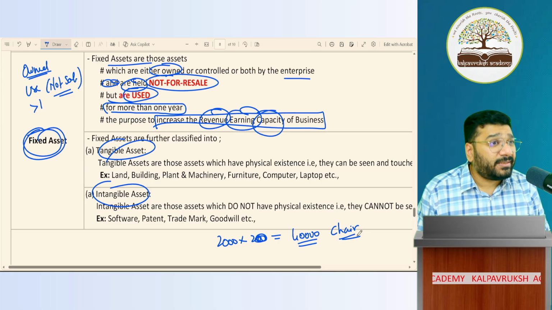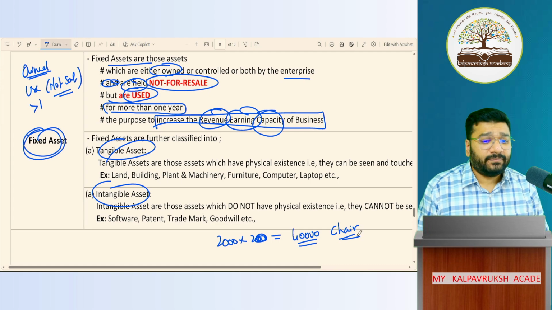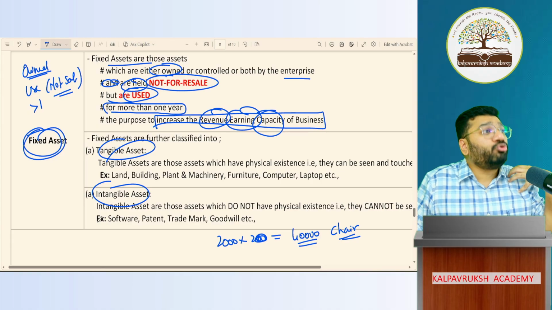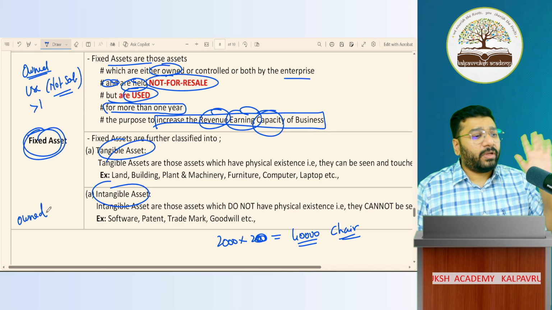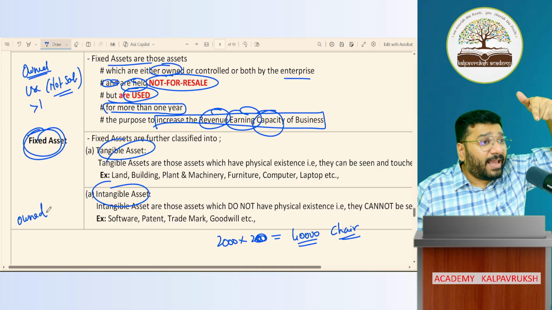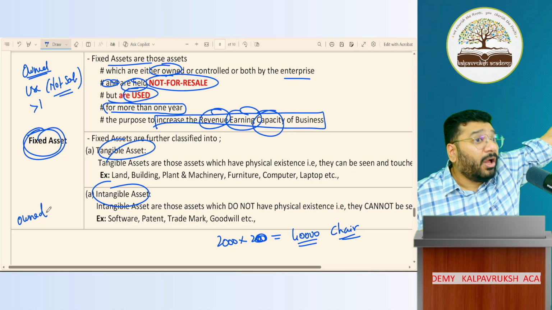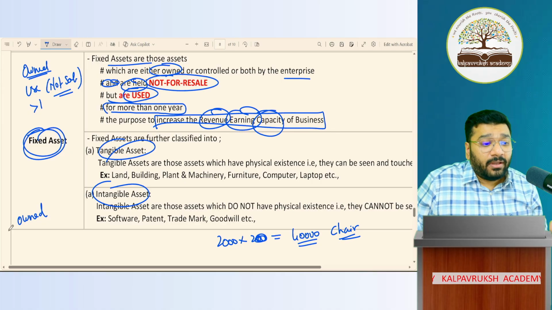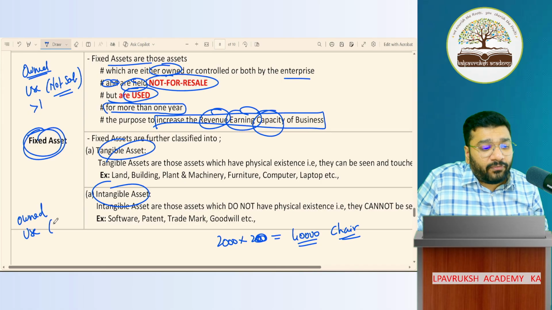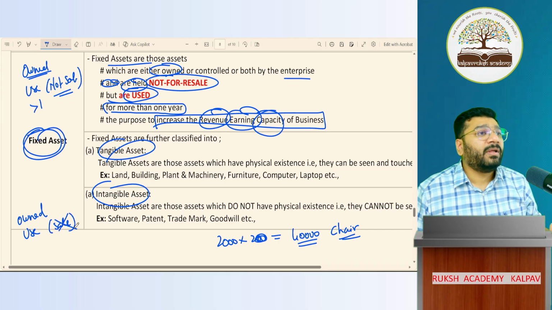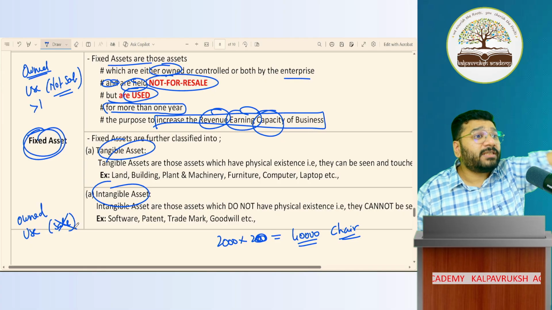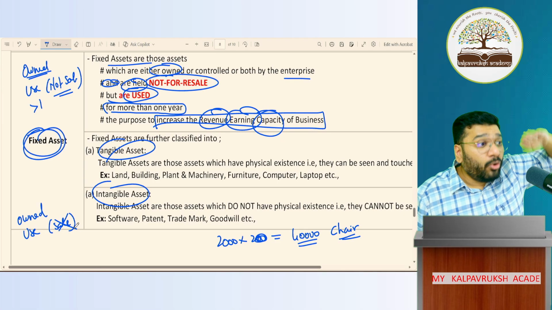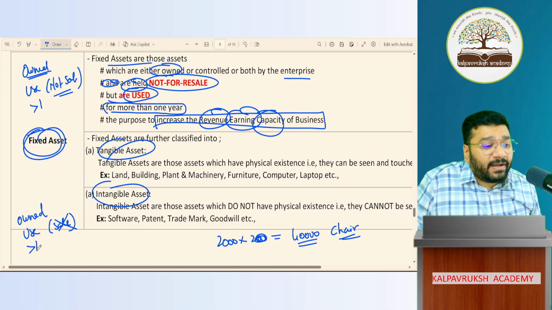Now this 40,000 of chairs, can I call this an asset? First, if I buy this chair, who's the owner? I'm the owner, so it is owned by me. Second, am I buying this chair to sell to somebody, or am I going to use it for my academy? I'm going to use it, not for sale. Can I use this chair for more than 1 year? Of course. I'm using this for the last 5-7 years, so more than 1 year I can use.